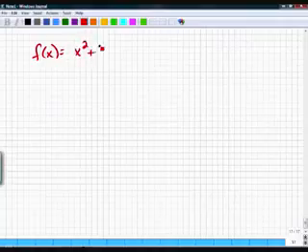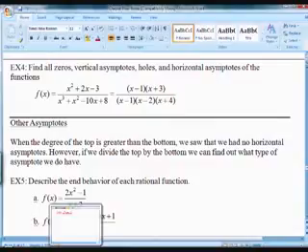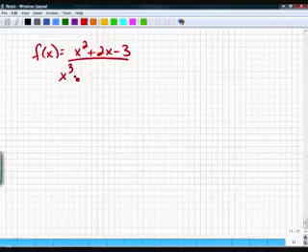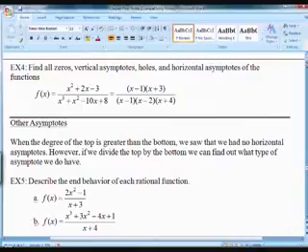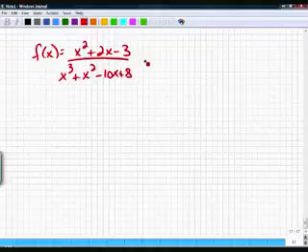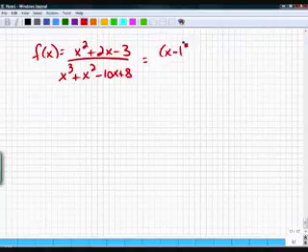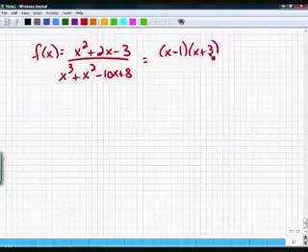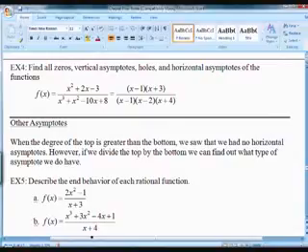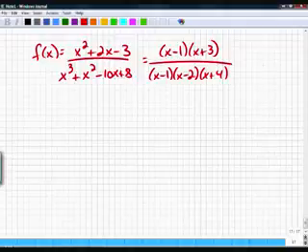If you can do this problem, you can do pretty much everything that's going to be on your homework. Over x to the third plus x squared minus 10x plus 8, which is equal to, in factored form, x minus 1 times x plus 3 over x minus 1 times x minus 2 times x plus 4. I'll slow down so you can copy down if you like.